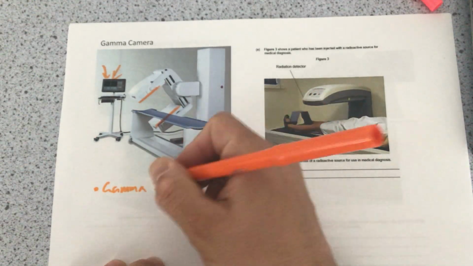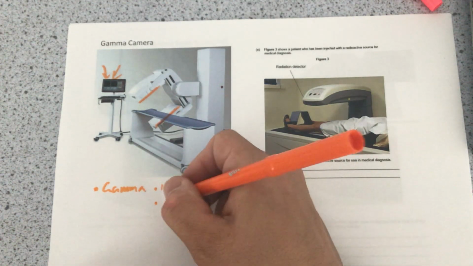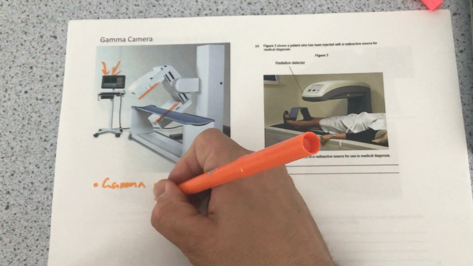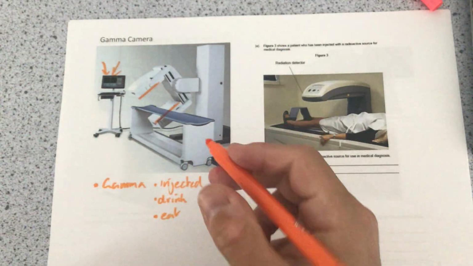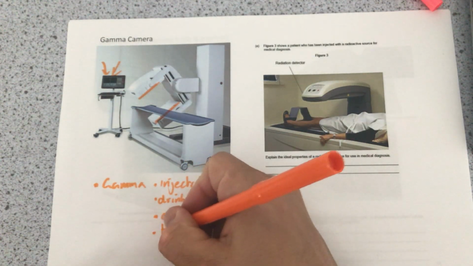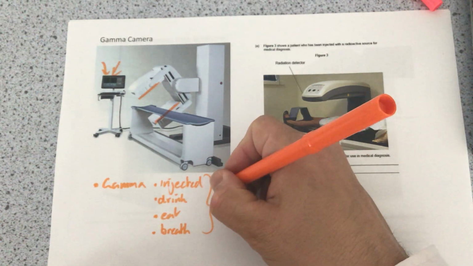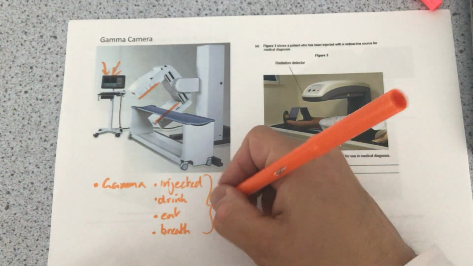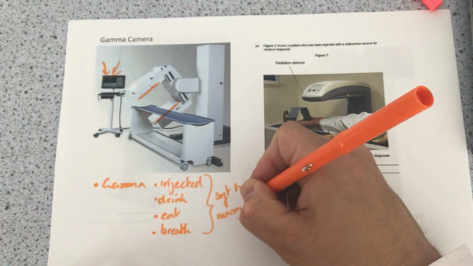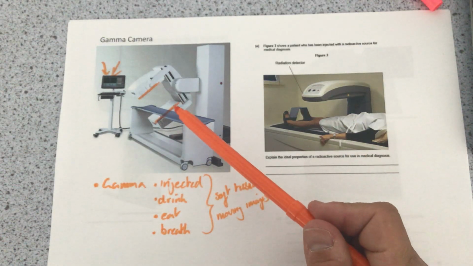It might not be injected, it might depend on what part of the body they wanted to look at. So if you want to look at your blood or your heart, you'd inject it. If you wanted to look at kidney function, then you'd drink it. If you wanted to look at your digestive system, then you'd eat it. Might get you to breathe it in if they wanted to look at the function of your lungs. All of these have in common that you can look at soft tissues that you can't in an X-ray machine, and you can also look at moving and living images, which you can't in an X-ray machine as well. So we can look at lung function, or kidney function, or things like that.